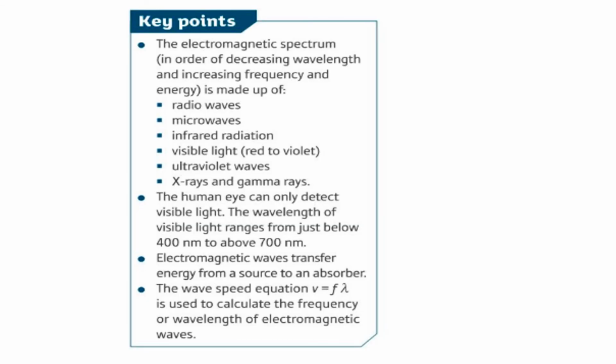So key points from today. The electromagnetic spectrum is the order of decreasing wavelength. You need to remember that sequence in the order that is there. The human eye can only detect 400 to 700 nanometers. Electromagnetic waves transfer energy from a source to an absorber, and the wave speed is the equation. And again, you need to be able to manipulate that.